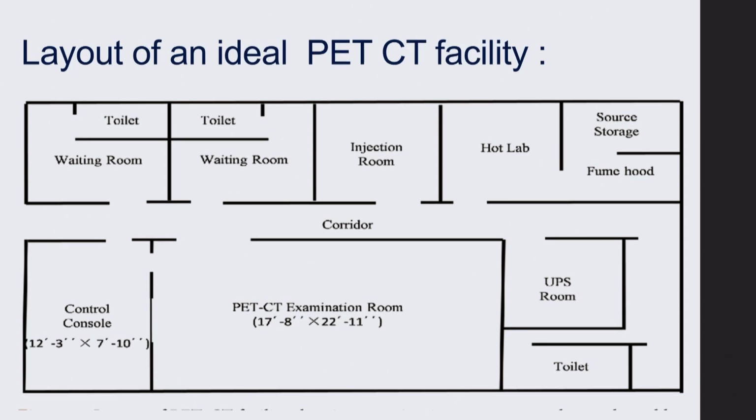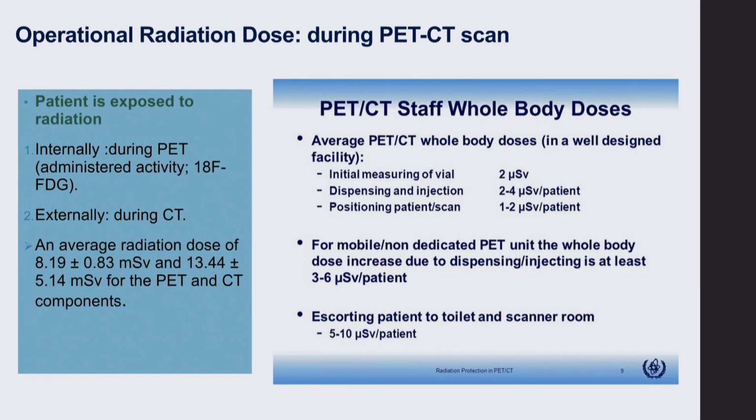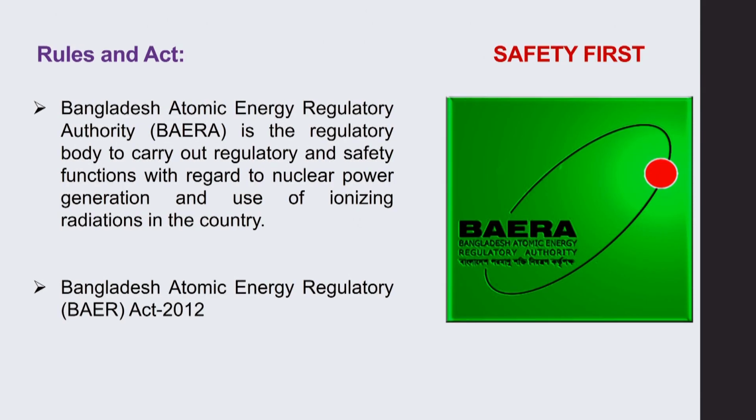This is an ideal layout of a PET-CT facility. And these are the operational radiation doses during a PET-CT scan for a patient and PET-CT staff. Bangladesh Atomic Energy Regulatory Authority is the regulatory body to carry out regulatory and safety functions with regard to nuclear power generation and use of ionizing radiation in the country.